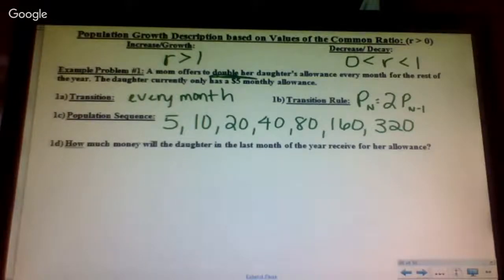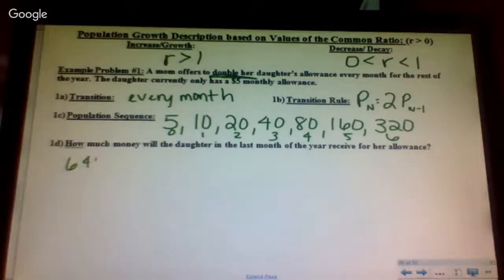how much money will the daughter in the last month of the year receive for her allowance? We only did 7. So this is the first month, second month, third month, fourth month, fifth month, sixth month. No, I thought 5 was the first month. That's where you started. So that's a 0. It always starts at 0. So we're at 6 months now. We have to keep going.